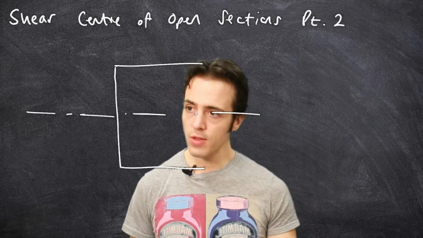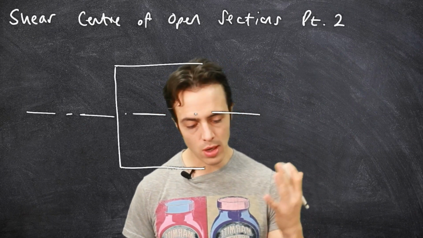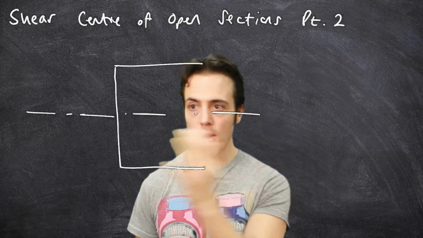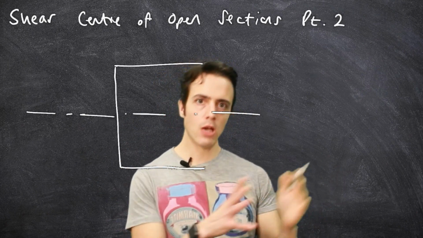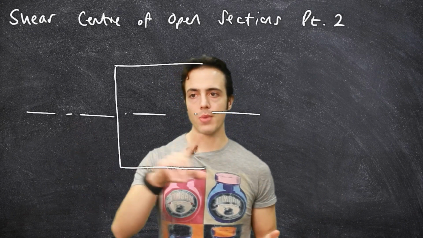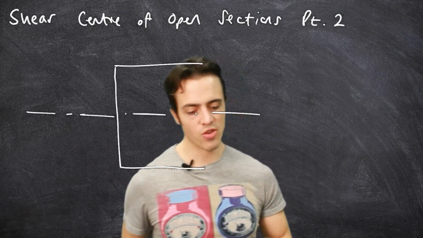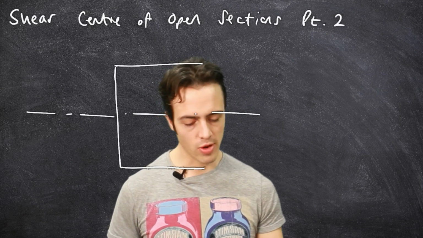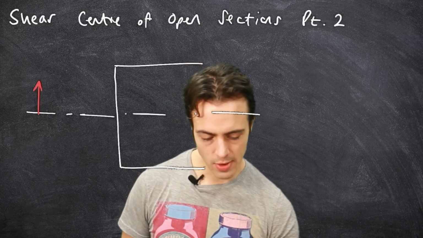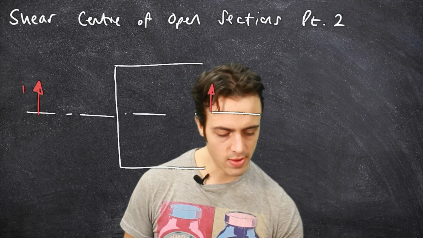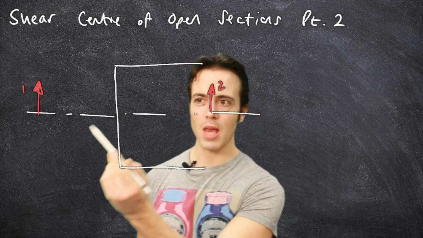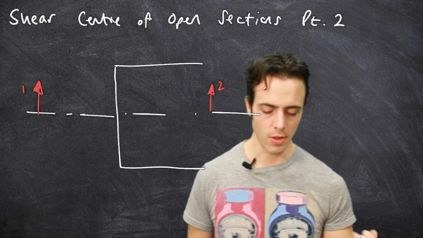So to determine the shear center, we have to load this section somewhere in a direction normal to the line of symmetry. It doesn't help us loading it parallel to the line of symmetry. We load normal to the line of symmetry. So if I load here, say this could be position 1, or if I load inside, position 2, and we could do the same thing for the centroid, I'm just not going to bother.